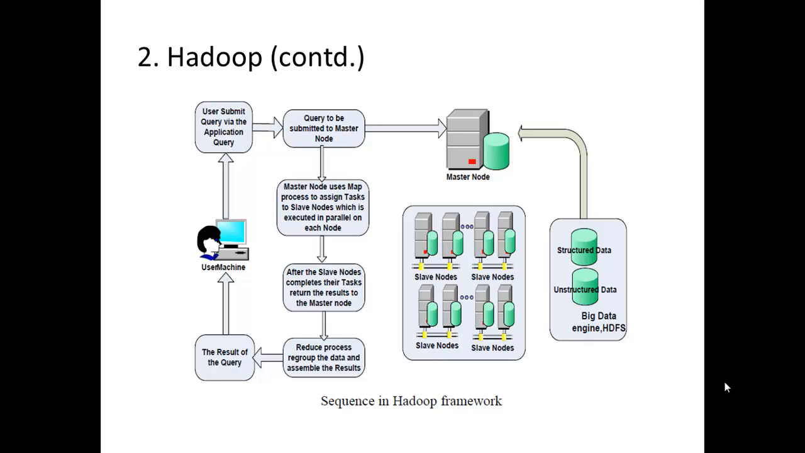The user machine just submits a query application to the cluster. We can use Hadoop to represent the cluster, and then the master node in Hadoop will assign this query to some different slave nodes. It is the slave nodes that finish the query application, and the reduce process will regroup the data and assemble the result. And then the result of the query will be sent back to the user.